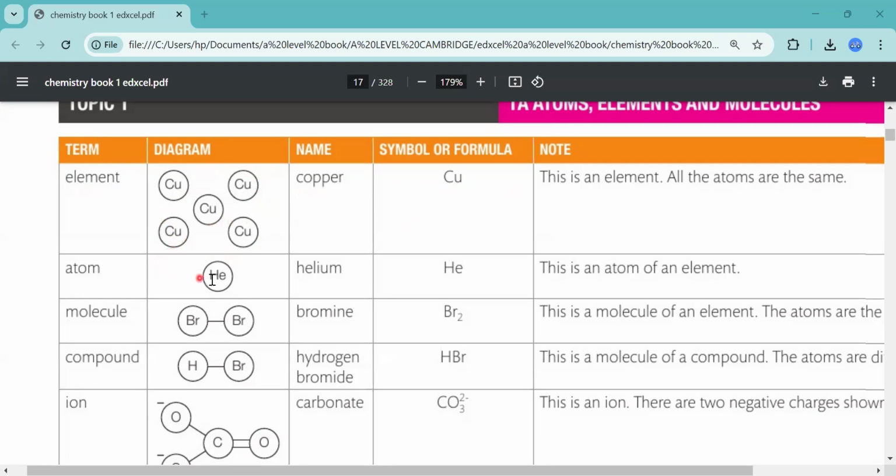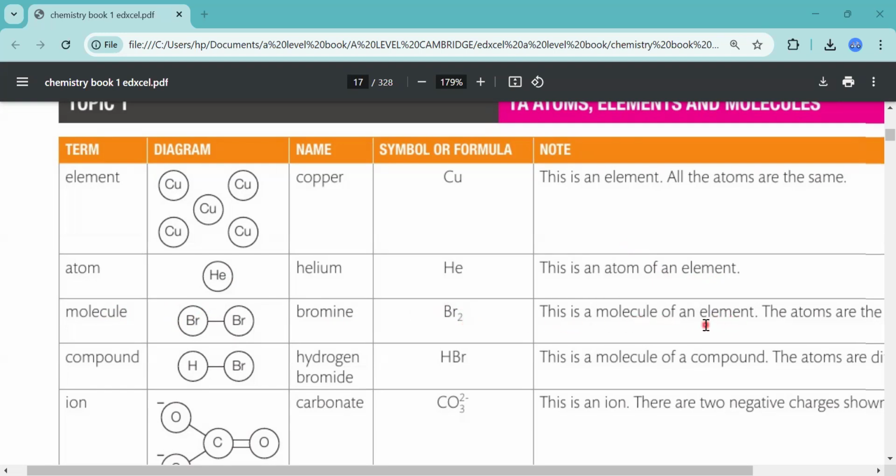Now, atom. Atom means a single atom. We know that noble gases exist in atomic state in nature. All other elements exist in molecular state except the noble gases. So this is an atom of an element. Now the molecule: when two or more atoms chemically join together, this straight line represents a chemical bond between these two atoms. This is the way to write the formula: Br, there are two Br, and the quantity you write on the right side in the subscript. This is the molecule of an element.